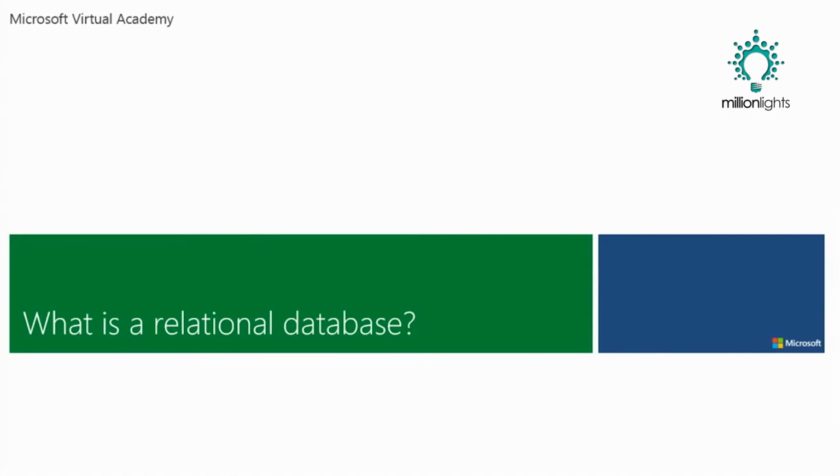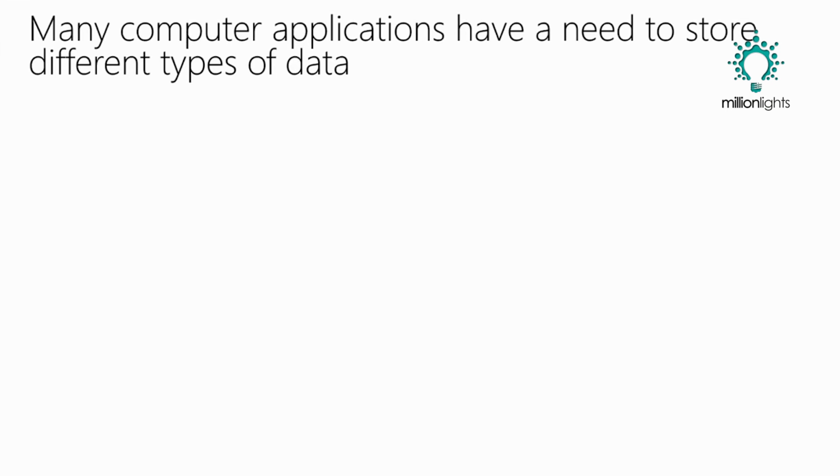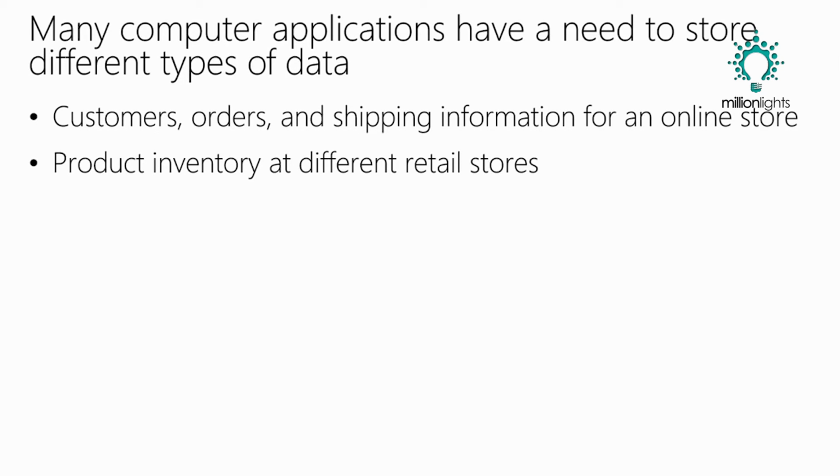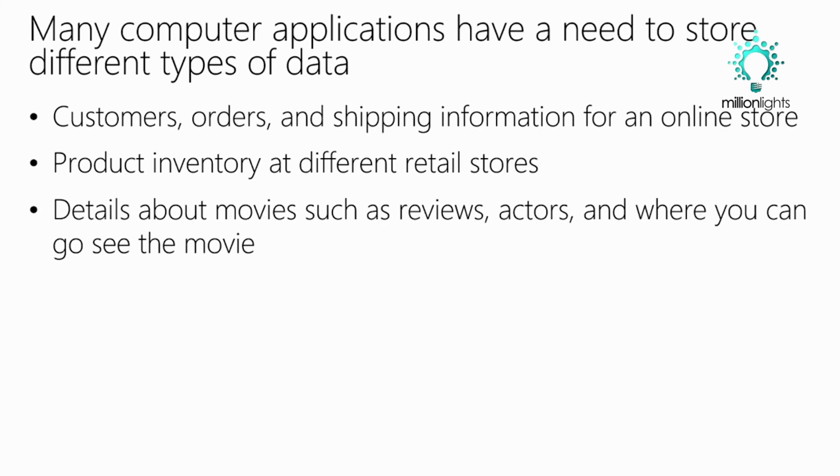So what exactly is a relational database, really? So many websites and applications we build have a need to store different types of data. If you think about online stores, you need to keep track of the customers, of orders, of their shipping information. Maybe you have product inventory you have to keep track of. You run some sort of retail store and you have to keep track of the inventory, for different stores and different products, sporting goods or books that you're selling.